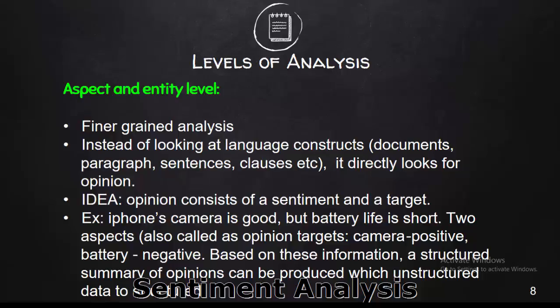The third and last level is aspect and entity level. It is finer-grained analysis. Instead of looking at language constructs, it will directly look for opinion. For example, if it is written that the iPhone's camera is good but battery life is short, there are two aspects in this: the camera is positive and the battery is negative.